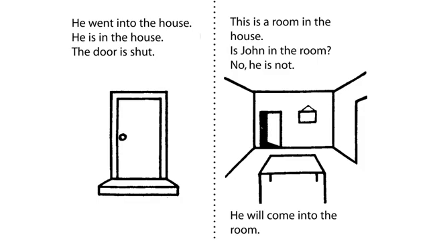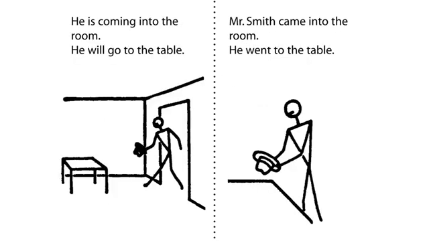Is John in the room? No, he is not. He will come into the room. He is coming into the room. He will go to the table. Mr. Smith came into the room. He went to the table.